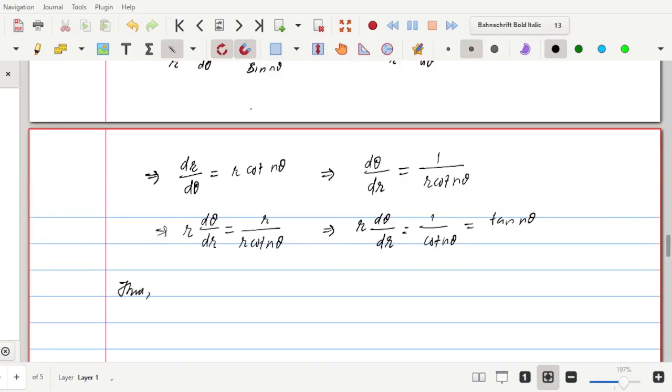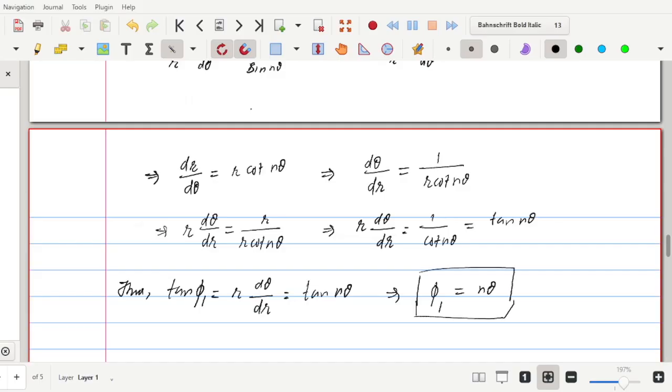So thus tan phi 1, which is the angle between the radius vector and tangent to the first curve, will be equal to r d theta by dr, but we have computed this is equal to tan n theta. Now taking the inverse tan on both sides, this implies phi 1 is equal to n theta. So this is the angle between the radius vector and the tangent vector to the first curve.